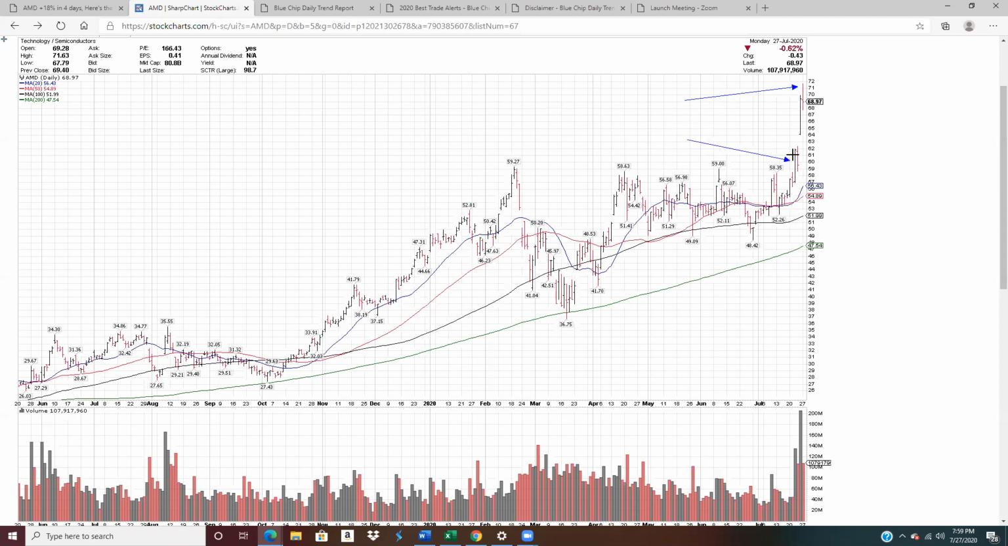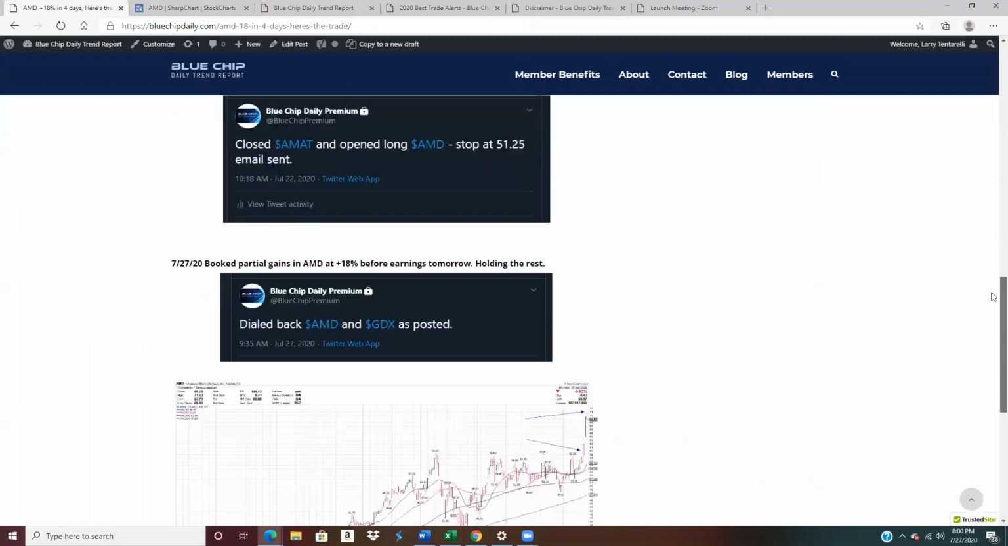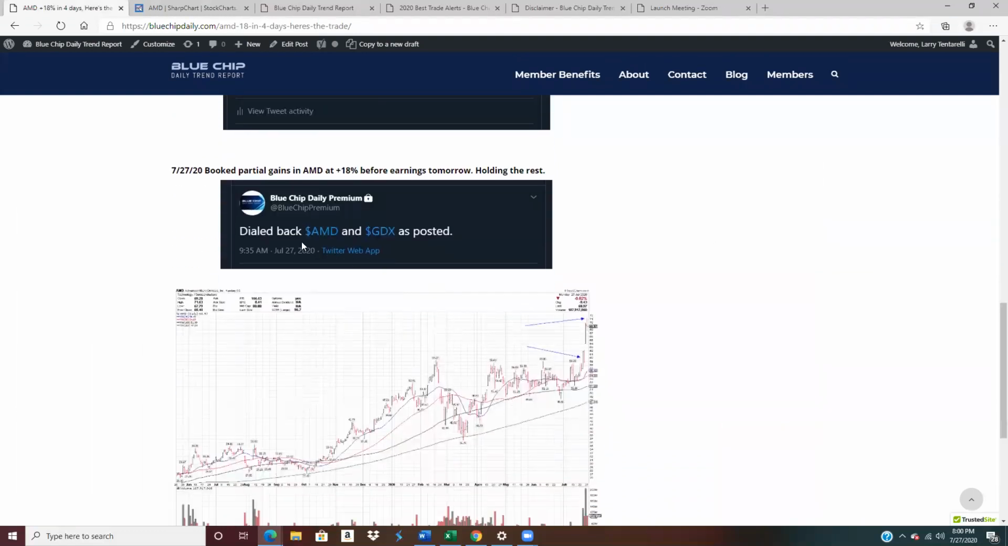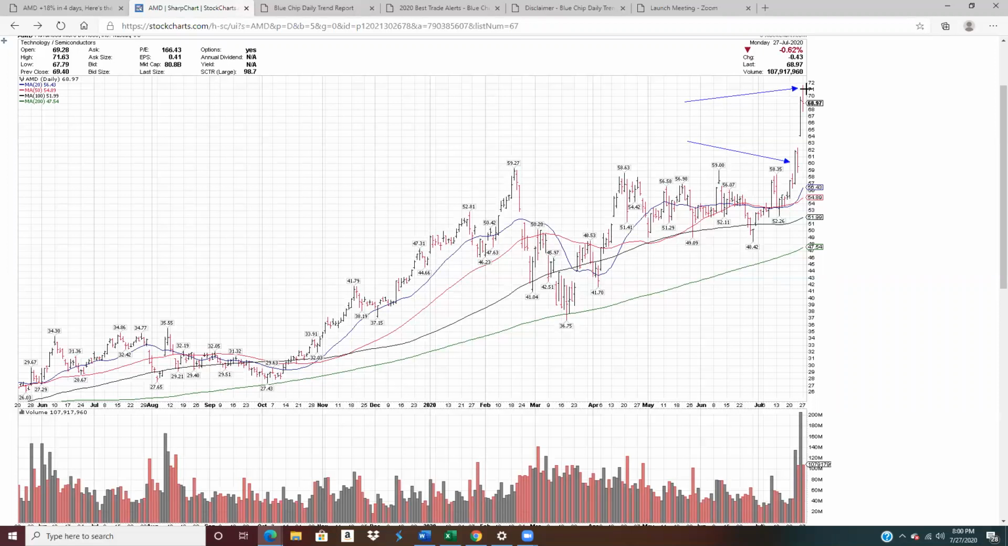But it started to work right away, backed off a little bit the next day, and then that night after hours, Intel came out with some bad news. What happened was the stock ran up on Friday, so I didn't close anything out. And then this morning, because AMD's got earnings tomorrow after the close, I dialed back a piece of the position right after the open. At just over 71 and change, I booked some gains in the position. At that point, that was up 18%, and I'm holding the rest of the position. I've got my original stop.